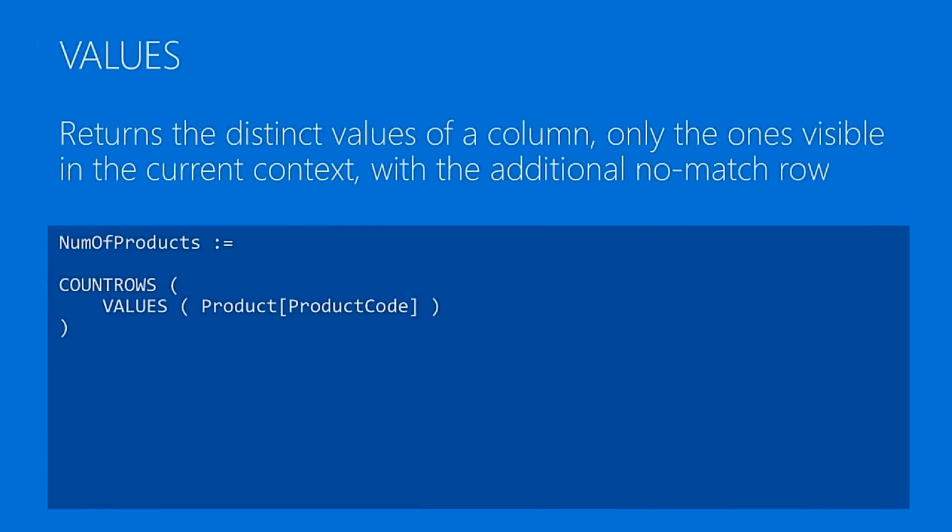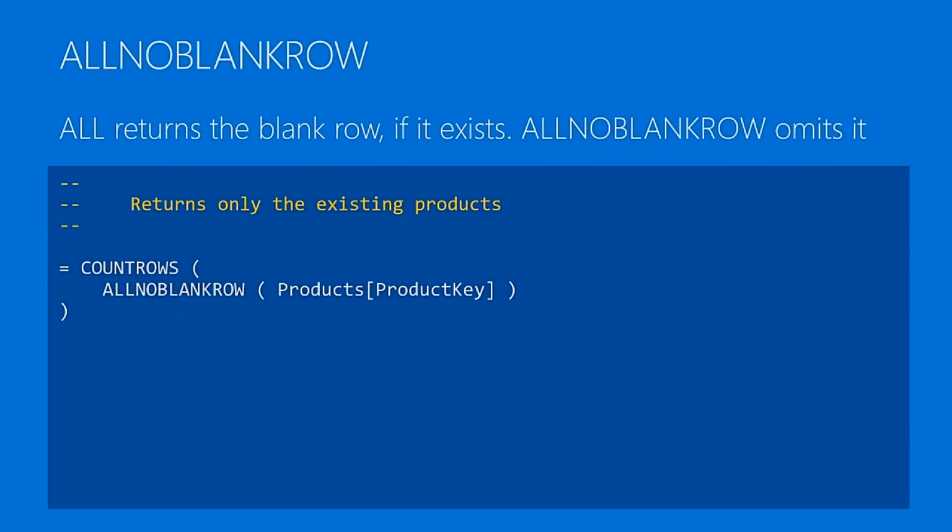Distinct, I never remember what distinct does. Distinct does not take into account the blank rows, whereas values takes into account the blank row. All takes into account the blank row, and there is another function that is all no blank row. It's pretty simple to understand what all no blank row does. All returns all the values, but does not return the blank row. Make sense? It's much less complicated than it sounds right now.